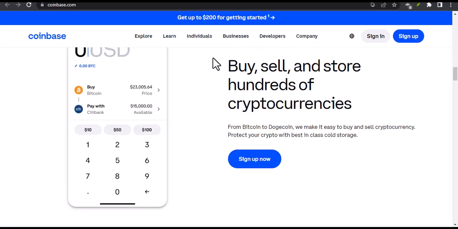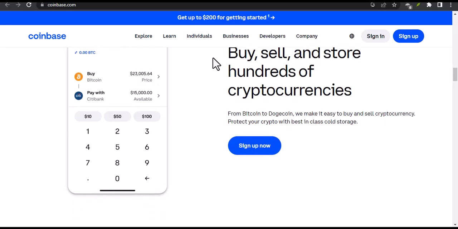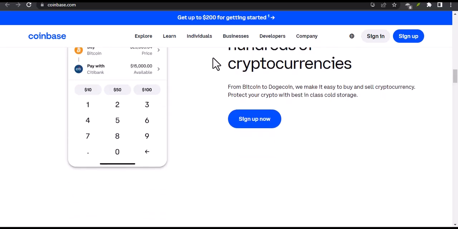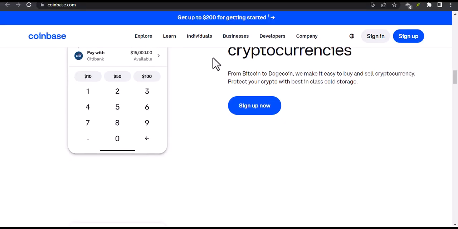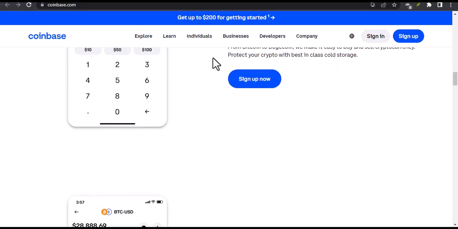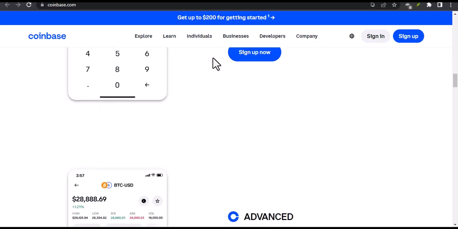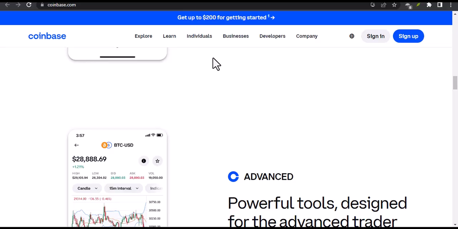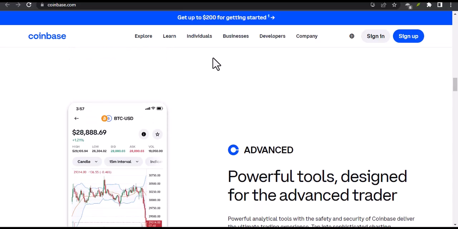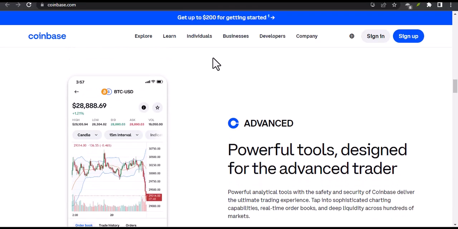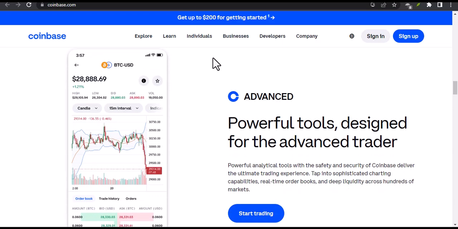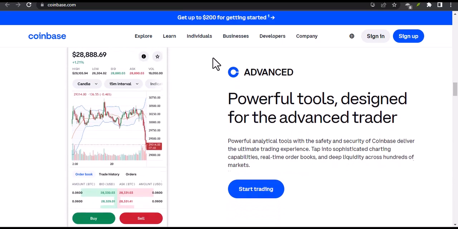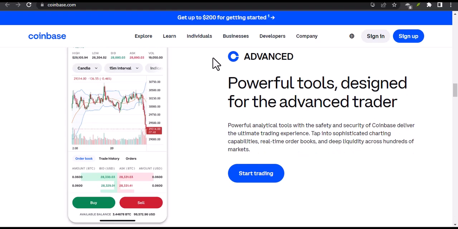How to use Coinbase? Now that you know what networks Coinbase accepts, you may be wondering how to actually use the platform. Here are the steps. Create an account on Coinbase. Verify your identity. Fund your account. Choose the cryptocurrency you want to buy or sell. Place your order. Once your order is confirmed, your cryptocurrency will be deposited into your Coinbase wallet.